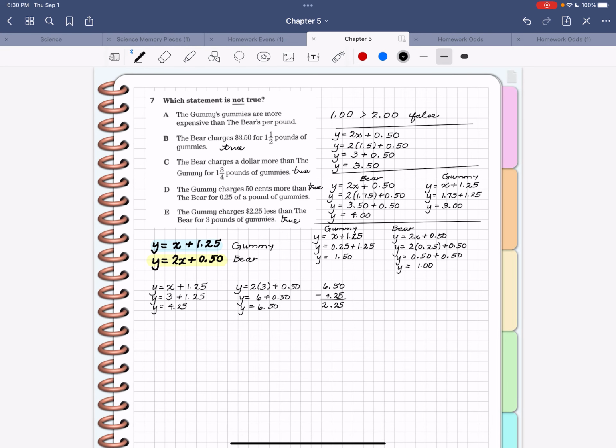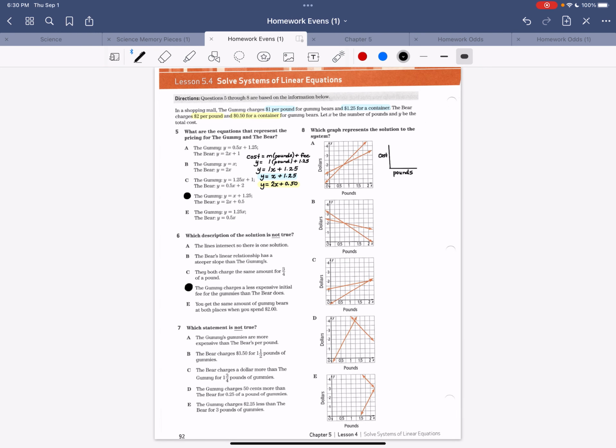The one that is not a true statement is the one we want, and that was A this time. Usually it'll be the last one, but on this one it was the one right out of the gate. So number 7 is A. Number 8.